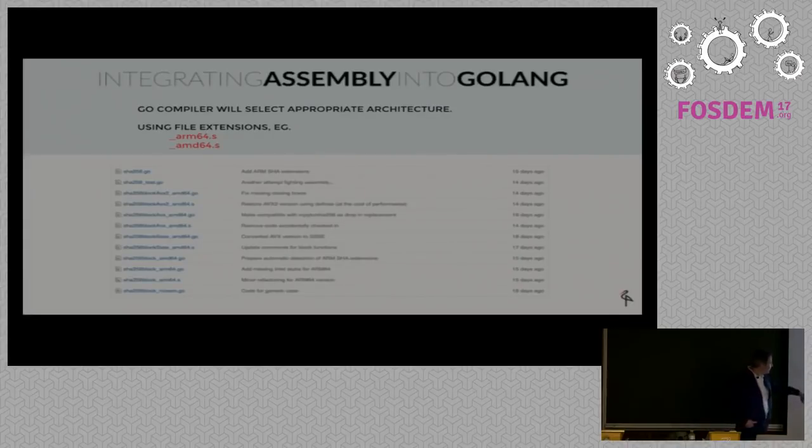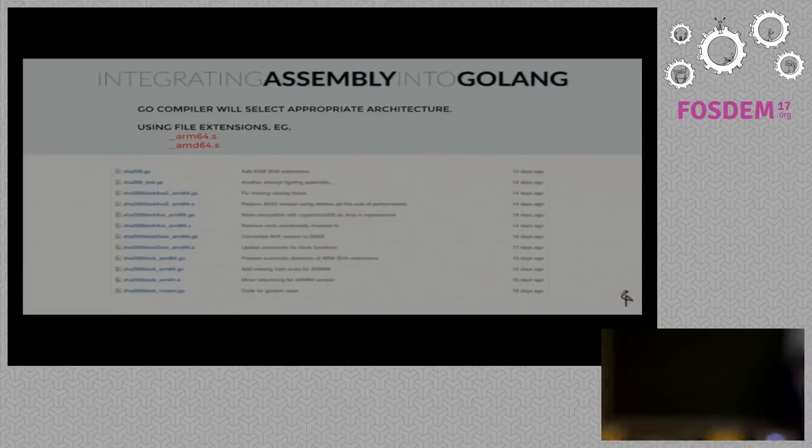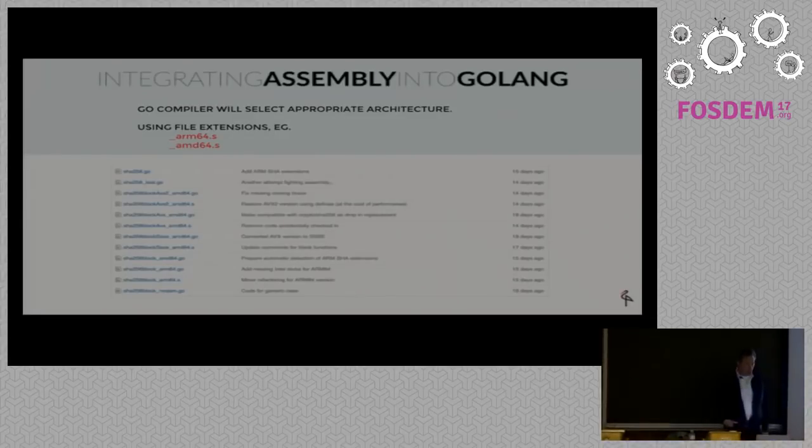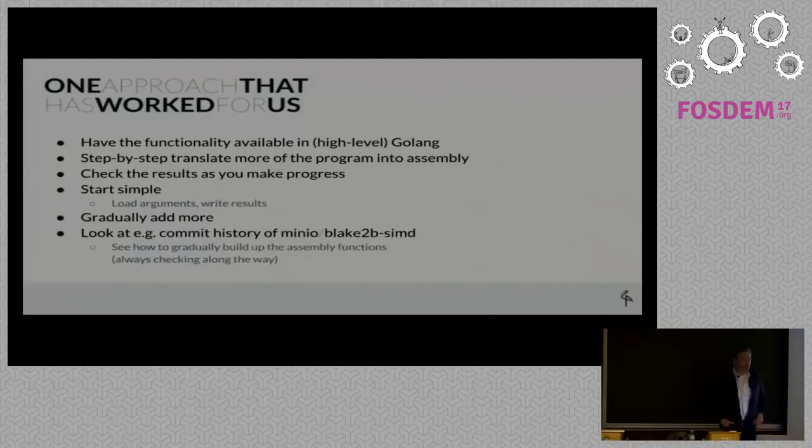And here is a snapshot of a repository. It's a little bit hard to read, but here you can see several versions for the AMD64 platform, because in this repository we have a dedicated AVX2, AVX, and an SSE version, and then there is an ARM version. I'll talk a little bit more about AVX2 and AVX later on in the presentation.